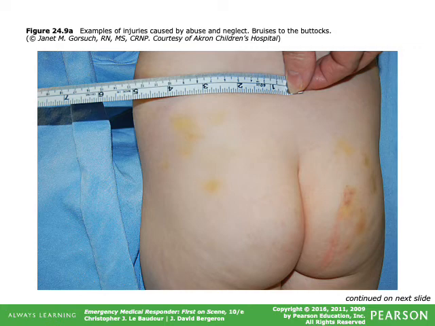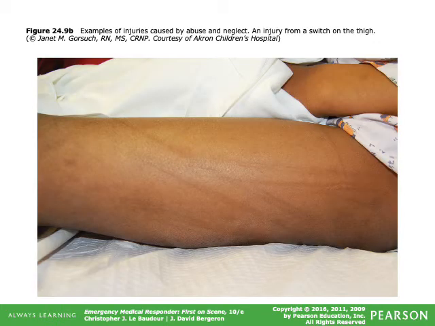This is just an example of injuries caused by abuse and neglect. This is bruising to the buttocks. You can see it's in different stages of healing. This is just more injuries.